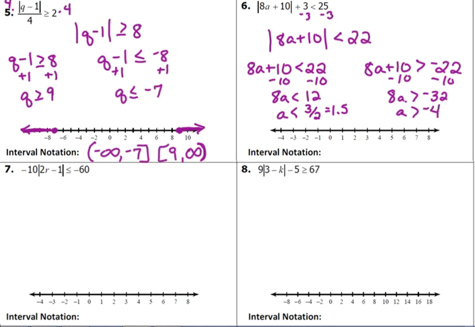This is an in-betweener because it was less than, so greater than negative 4, less than 1.5. Parentheses with our interval notation because we didn't have any equal to's.